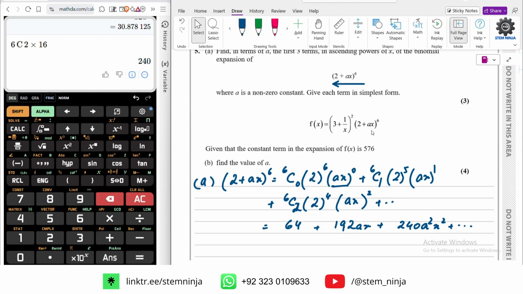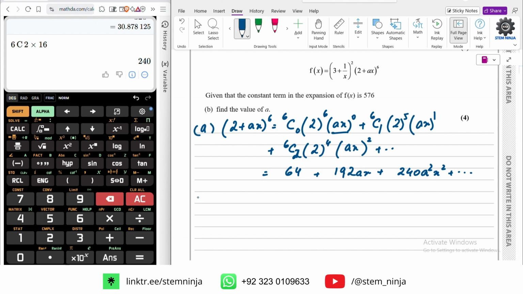Find the value of a. Okay, so basically what we can do is the expansion of the square first and then see which terms would correspond to the constant term or contribute to the constant term. So (3 + 1/x) whole squared would be 9 + 2 times 3, 6 over x, + 1 over x squared.